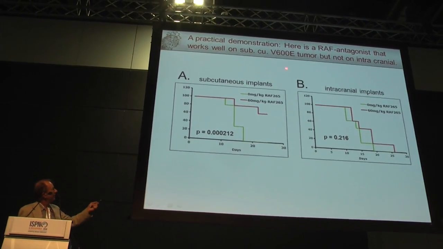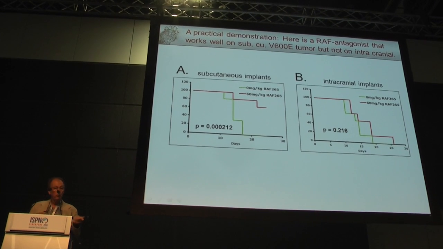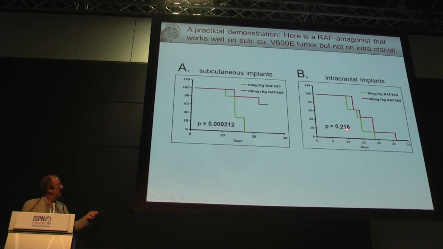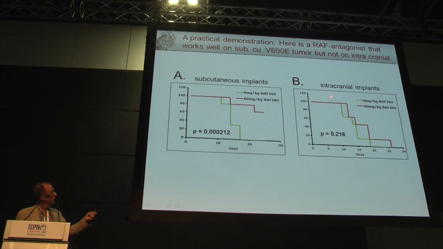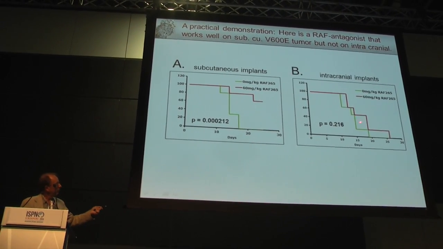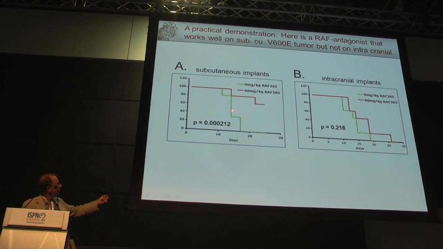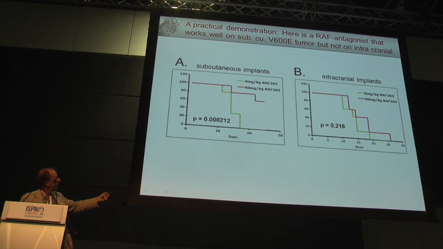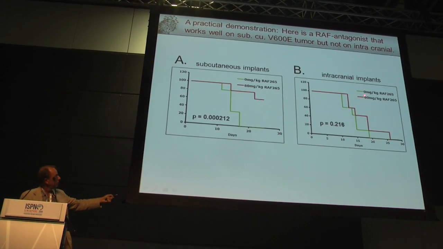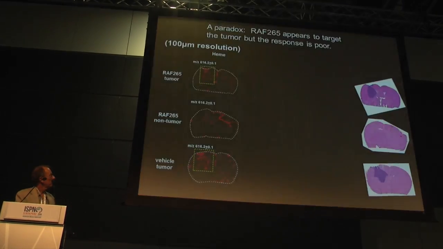Here's a RAF drug that actually does not get into the tumor or get through the blood-brain barrier. It's a perfectly good RAF inhibitor if you implant this pathway relevant model subcutaneously. You can see that these mice get the tumors very, very quickly. Here, you put it subcutaneously. And sub-Q, the drug works. But if you put the same tumor in the brain, the drug is doing nothing. This drug cannot get through the blood-brain barrier.